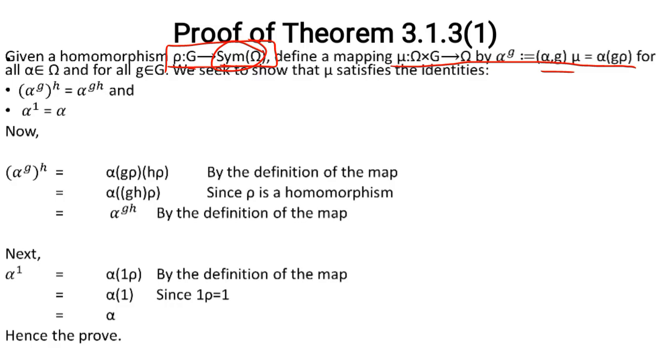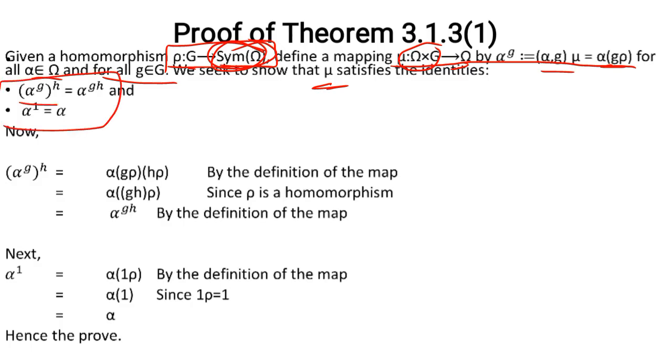I'm able to write this because of the definition of a group action. We're picking two elements, the two-tuple, and it's going to go into the set Omega, right? But we know that this is a permutation representation, so it will look like this, for all alpha in the set Omega and for all G in the group G. So we seek to find out if this mu will satisfy these two identities. So how would that look?